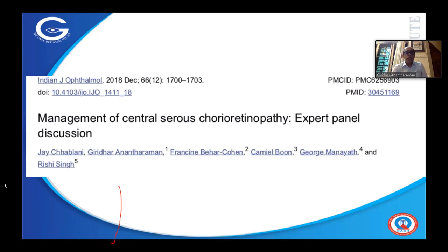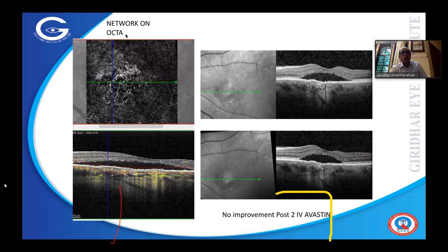This is another interesting article. Actually, this was done by Jay Chaplani about one and a half to two years ago. Management of CSCR, some expert panel, which gives you good insight as to when OCTA is indicated. Therefore, the question arises as to when you should do OCTA in your practice if you have OCTA in your clinic. When will you do OCTA in patients with CSCR?